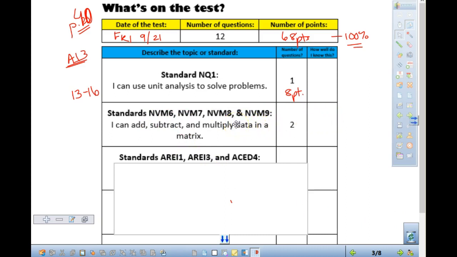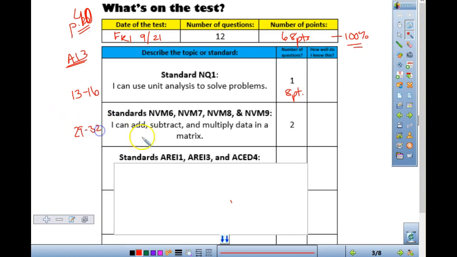This is also right from the poster, but if we are looking at, I can add, subtract, multiply data in a matrix. So when we do our matrix or matrices operations, when you get to your A13, this is questions 29 to 32. On that, there are going to be 2 questions. They are 6 points each.